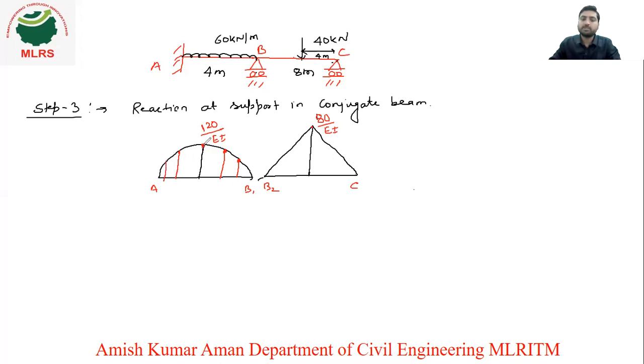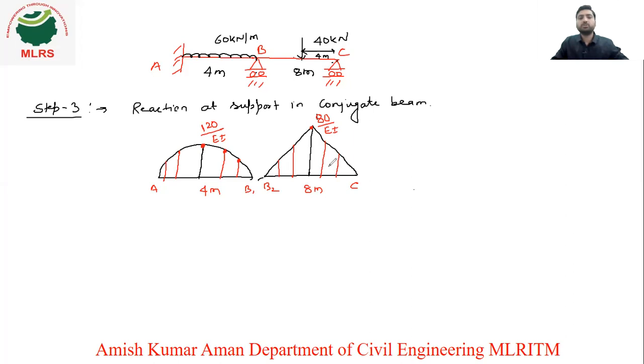Here this is the maximum point. The maximum bending moment we got is 120 kilonewton meter, right? So 120 divided by EI will give you the deflection at this point. Similarly, in this span we got a bending moment of 80 kilonewton meter, so 80 divided by EI will give you the deflection at this point, right? This is 4 meters and this is 8 meters. So we have drawn this conjugate beam, right?